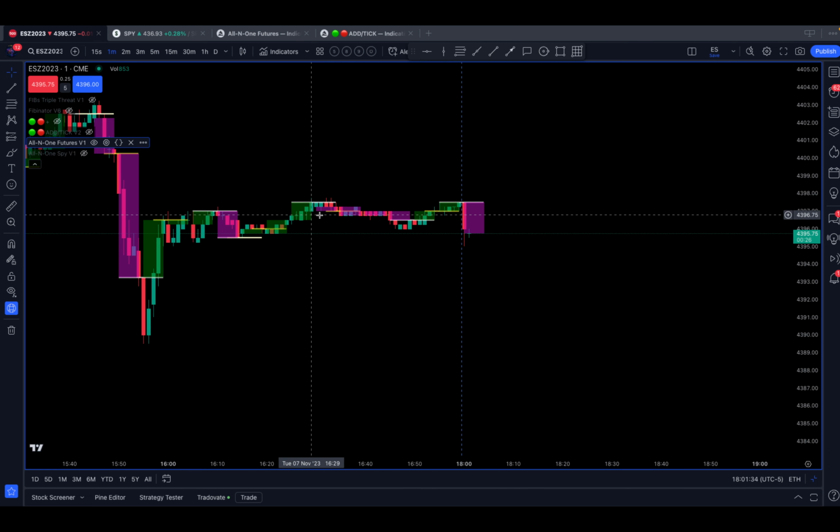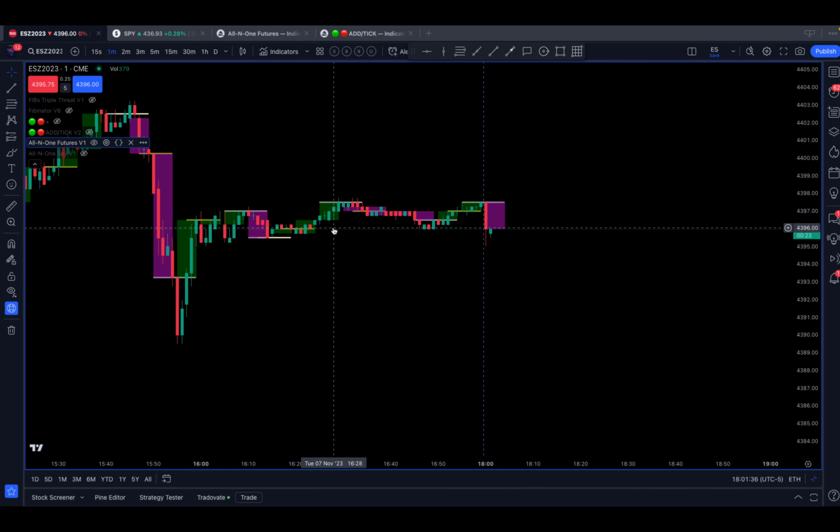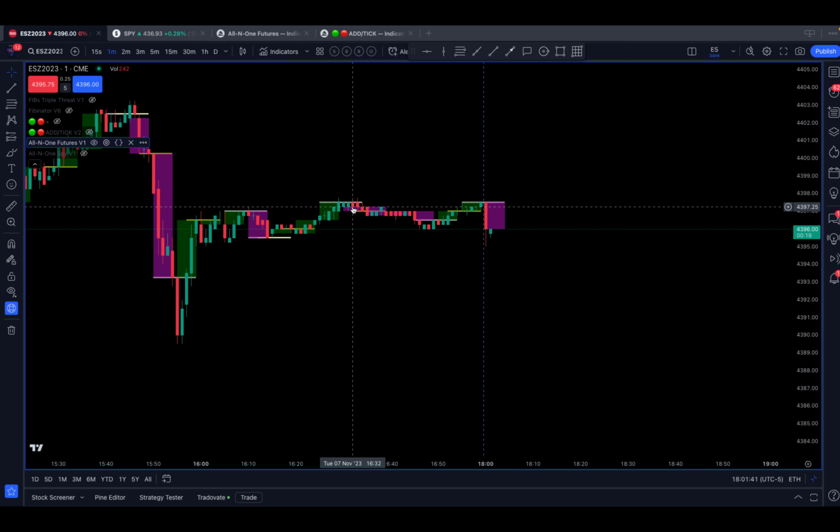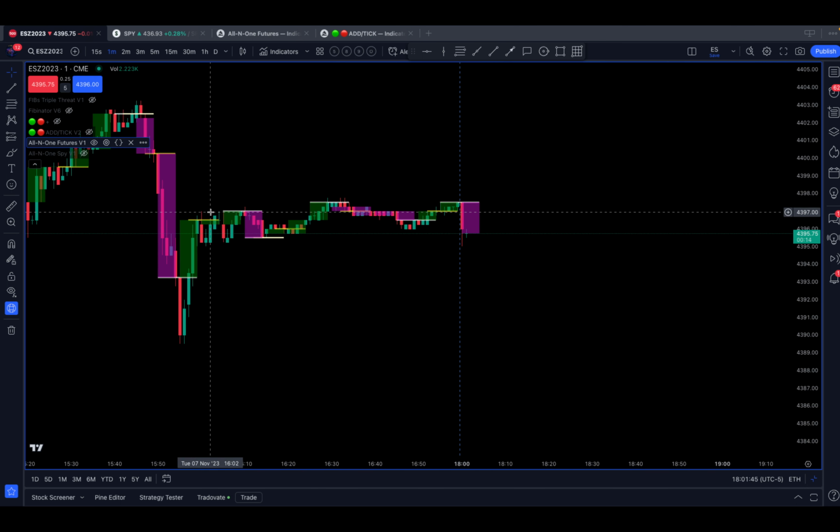Where is it? I was right in here, this area. And as you can see, it closed right here. So yeah, it's a double top, but it's a little bit below there. This here is probably a better example.